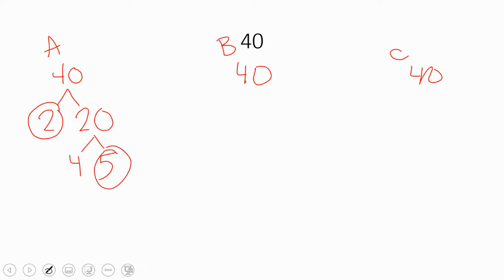5 is prime, so I'm going to circle it. I can break 4 up into 2 times 2. Now you should notice everything is circled. Like we can't create any more prime factors on any of those numbers.